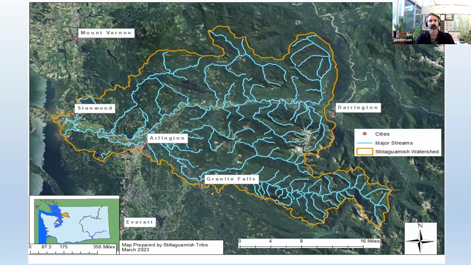First up, I'd like to provide a little background on the Stillaguamish watershed. It's located in Snohomish County and South Skagit County in the northwestern part of Washington State. The Stillaguamish River is the 5th largest tributary to Puget Sound, that is the Salish Sea. It drains approximately 700 square miles and contains more than 3,100 miles of river, stream, and marine shoreline.